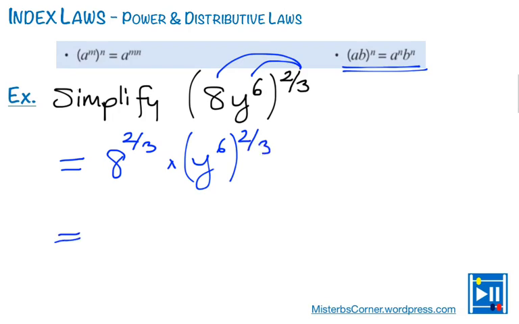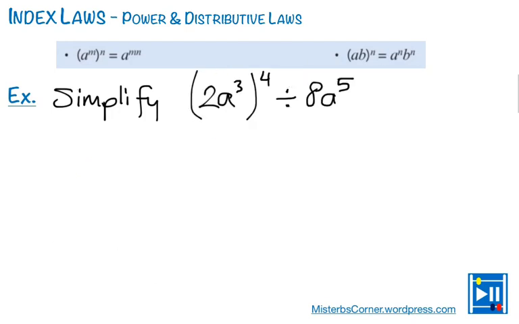Now, I'll just use my calculator to calculate this value, which would be 4, and y to the power of 6 to the power of 2/3 is, well, if you use a calculator to multiply these, you're going to get a 4, so that's going to be y to the power of 4, so that's the simplest form.